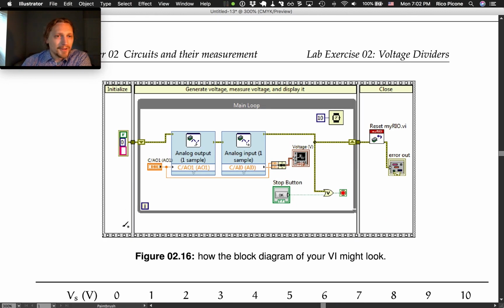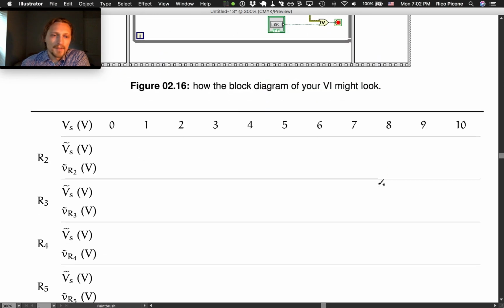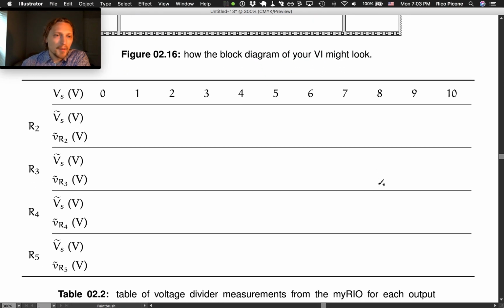The back panel will show you one way to make these measurements. This is how I did it. It's not required that you do it this way, but you can. And you're going to be able to populate this table: your input voltage, your output voltage.